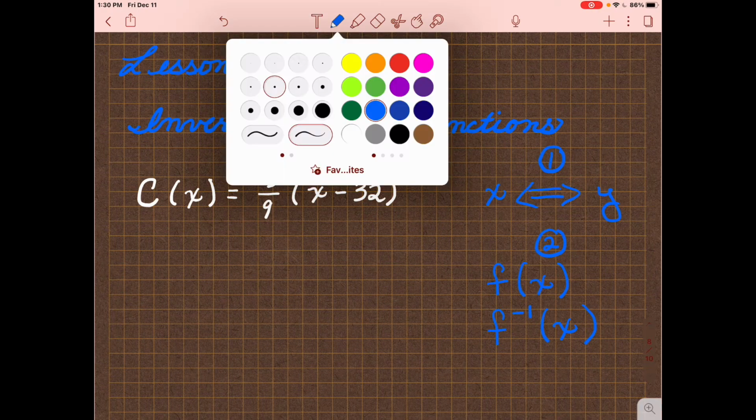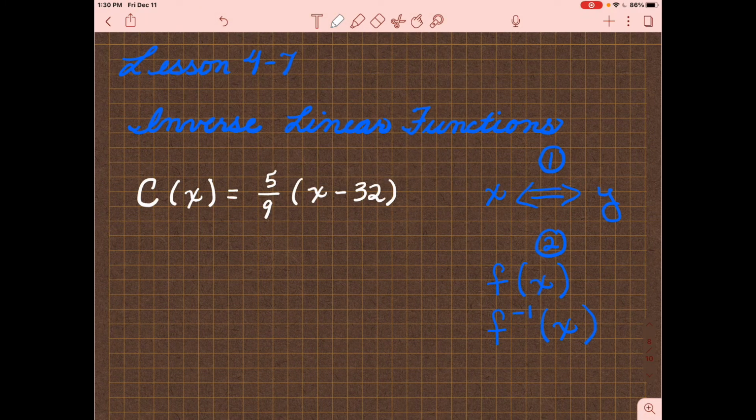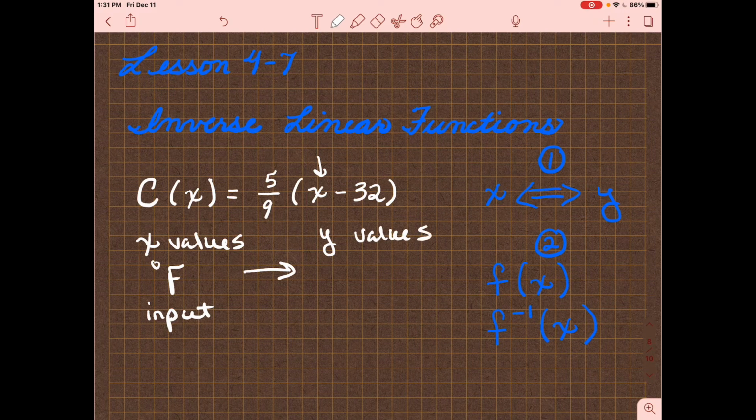So let's look at an example. So let's say I have an equation for changing Fahrenheit temperature into Celsius temperature. So all my x values are Fahrenheit temperature, degrees Fahrenheit. And so I plug that in for x, that's called an input. And then I do the math over here on the right. And what comes out of it are my y values. And my y values are degrees Celsius. That's called the output.